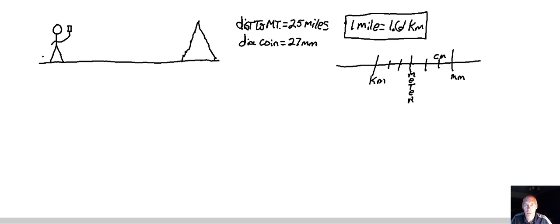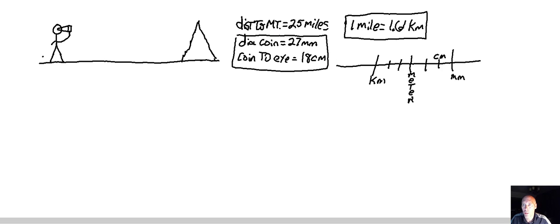First of all, we have to set up our ratio of our triangles. So I'm going to call this the small triangle right here from the coin to the eye. And we've got some information here. The diameter of the coin I'm given is 27 millimeters. And the coin to the eye is 18 centimeters. So I'll put this up here. So coin to eye, 18 centimeters. So this is part of our small triangle right here, okay?